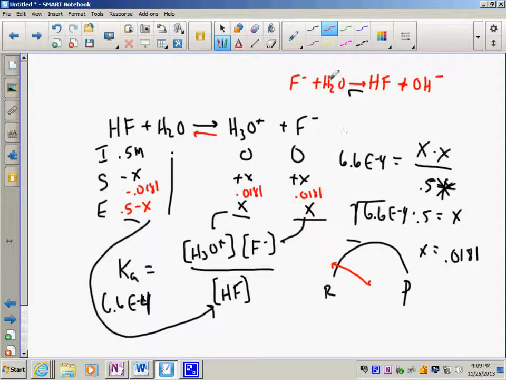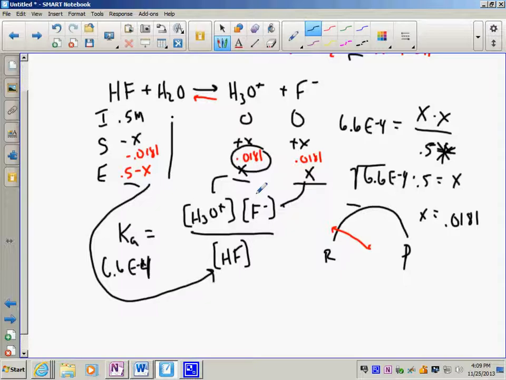To get the pH of this, I simply take my concentration of H plus ions that I got and plug it into my equation. Negative log of the concentration of 0.0181 equals, negative log of that answer is 1.74. That is my pH. Notice that we don't get nearly the pH we got on the other strong acid. We didn't get nearly the amount to kick over.